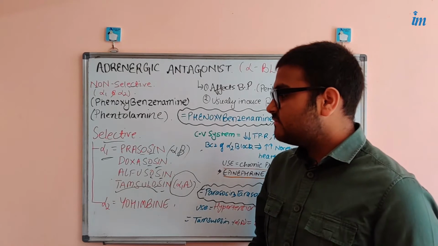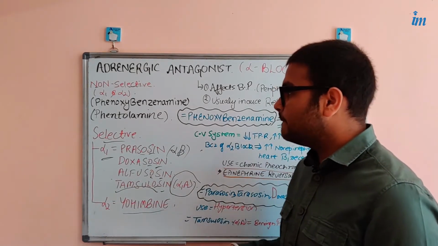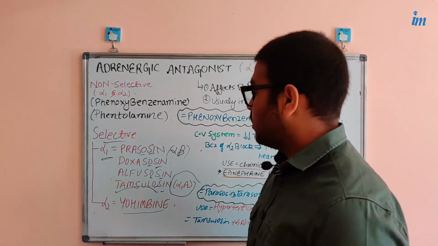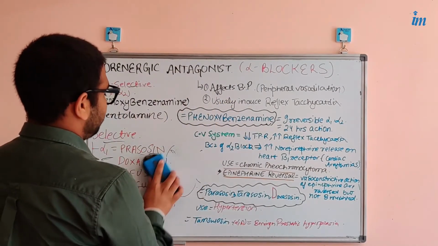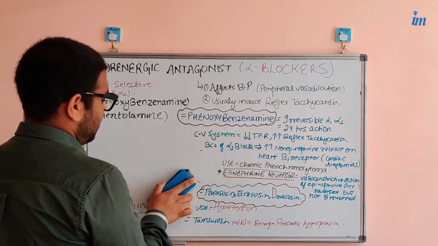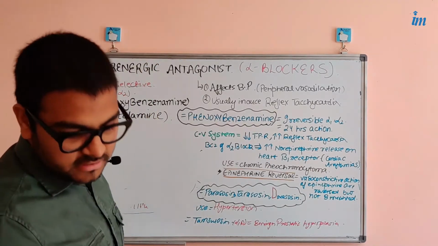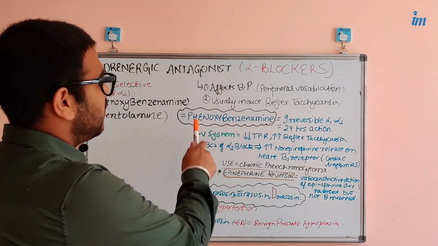Then we have the selective alpha 2 antagonist, which is called yohimbine. Now let us talk about the clinical uses of these alpha 2 antagonists or alpha 1 antagonists. First let us study the non-selective one. The most famous example I've given you is what?